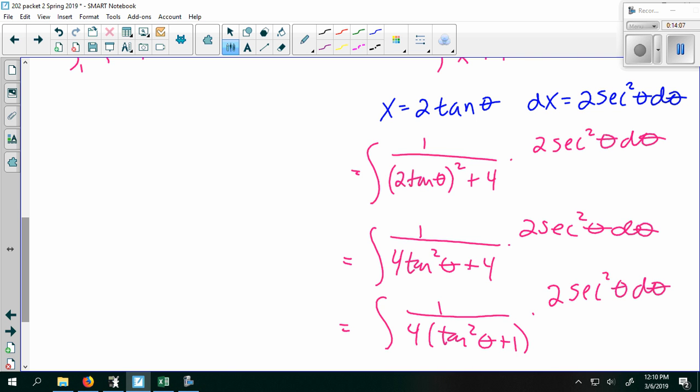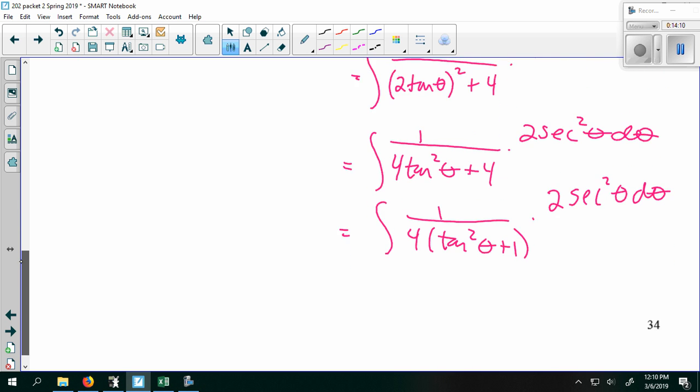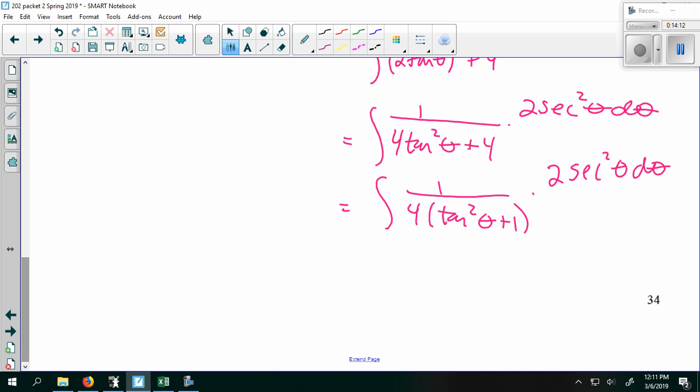And tangent squared plus 1 is equal to secant squared. So what I have in parentheses here, tangent squared theta plus 1, cancels with my secant squared theta. And all that's left after that cancellation is 2 over 4. So this is the integral of 1/2 d theta, which is 1/2 theta plus c.